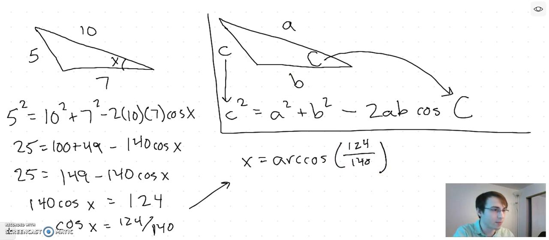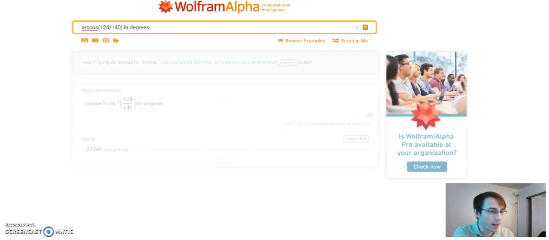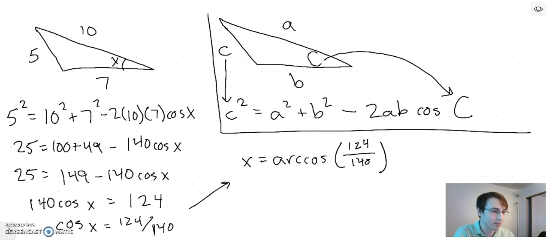Let's plug that in and see what it is. Arccos of 124 out of 140 in degrees. That is 27.66 degrees. So x equals 27.66 degrees. So that's how you find an angle of something that's not a right triangle.